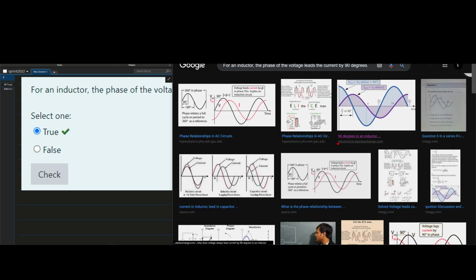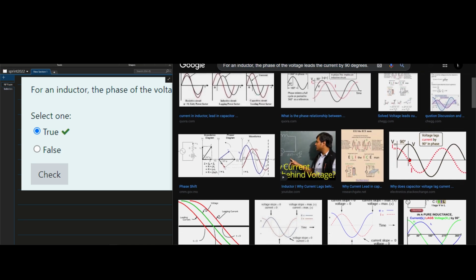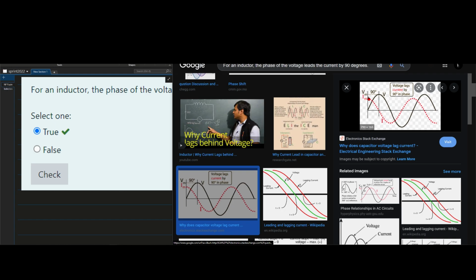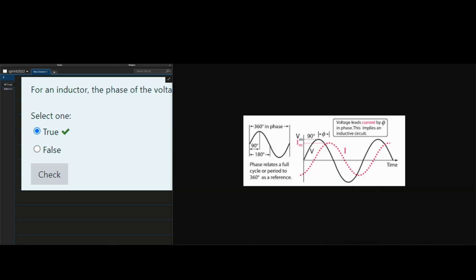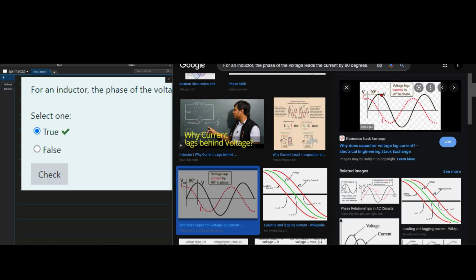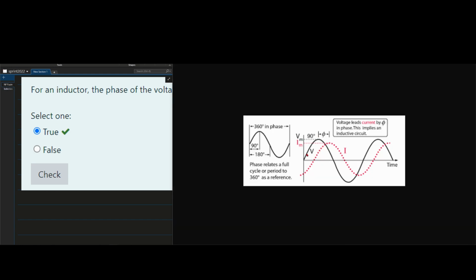And we can look at some more examples of this as well, where we have things like this, where the Vmax, we have a capacitor here, but it's similar. It is slightly different though for the actual current, but the voltage is pretty much the same. It leads by 90 degrees, except for a capacitor, it seems to lag. But for an inductor, the phase of the voltage is going to be leading.